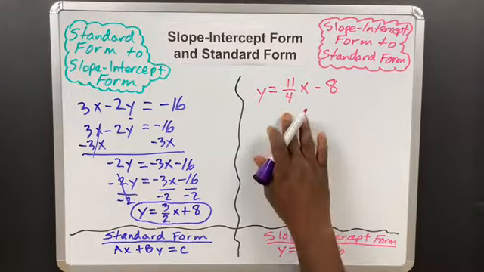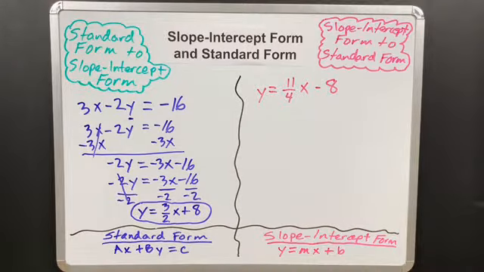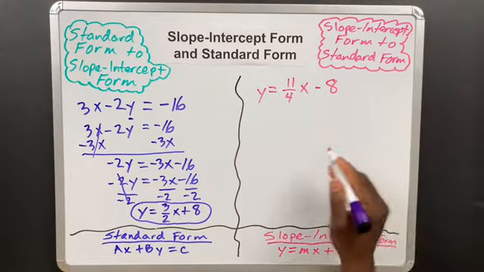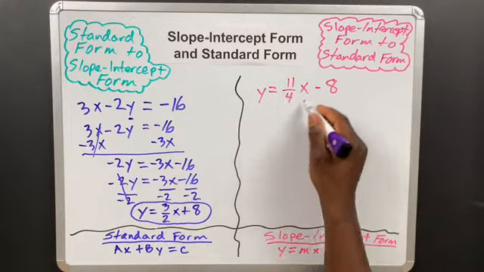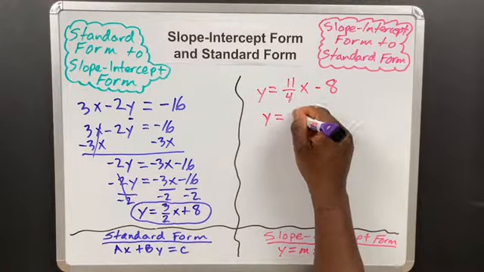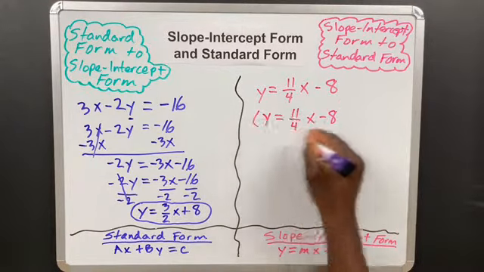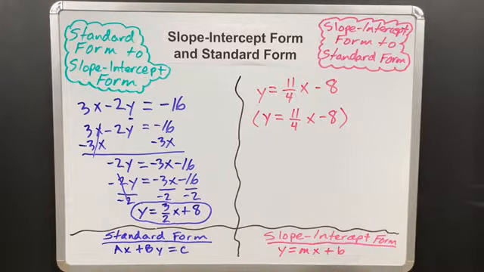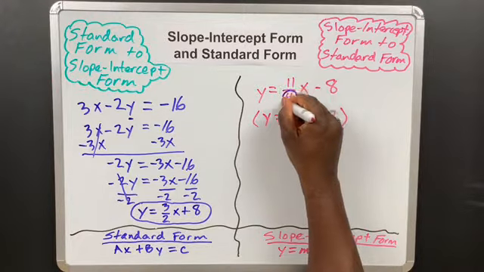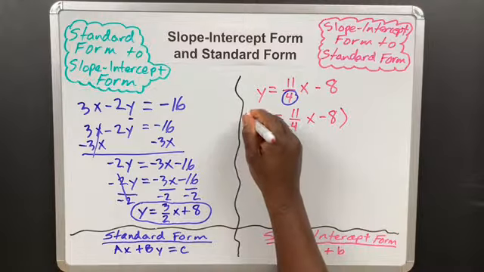Okay? Now, the first thing I want to do is get rid of the fraction. To do that, I'm going to use what I call the fraction buster. I'm going to multiply everything in this equation by the number in the denominator. So first let me rewrite this equation. And then I'm going to multiply everything by the fraction buster. The fraction buster is the number in the denominator. Okay? So multiply everything by that 4.